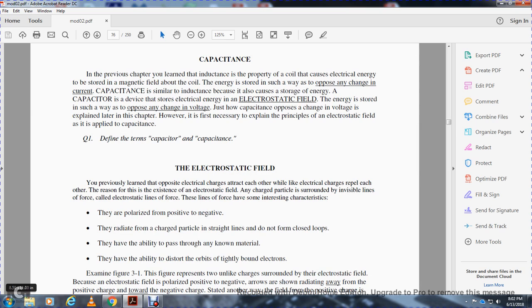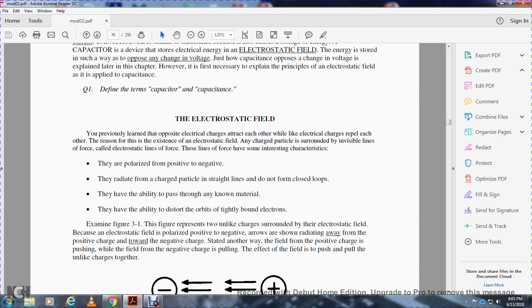You previously learned that opposite electrical charges attract each other while like electrical charges repel each other. The reason is the existence of the electrostatic field of the charged particle, which is surrounded by invisible lines of force. Like all electrostatic lines of force, they have some interesting characteristics. They are polarized from the positive to the negative, they radiate from the charged particle in a straight line. They do not form closed loops. They have the ability to pass through any material. They have the ability to distort the orbit of tightly bound electrons.